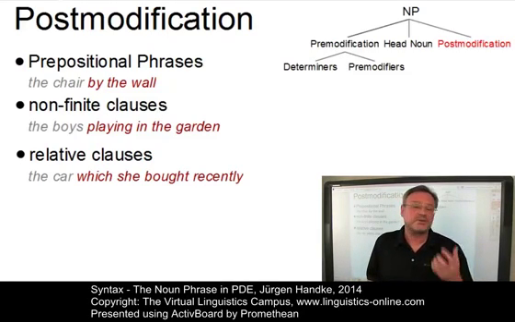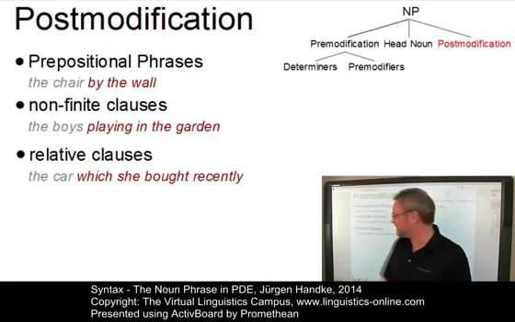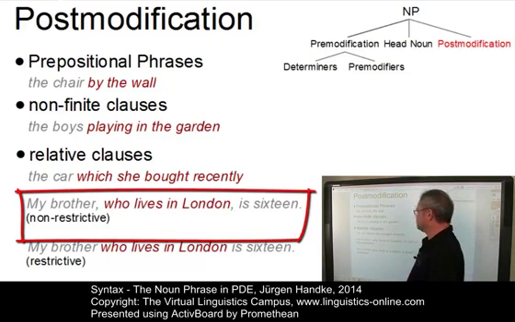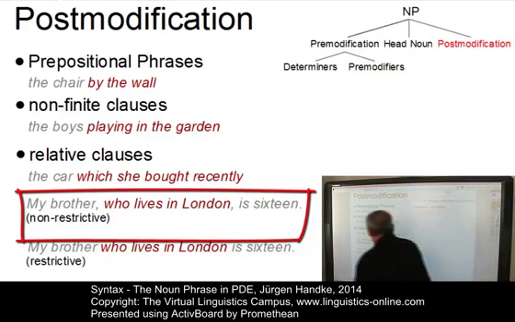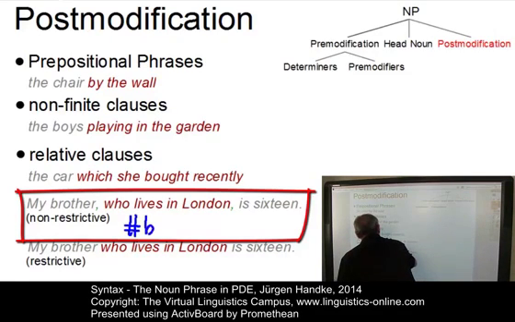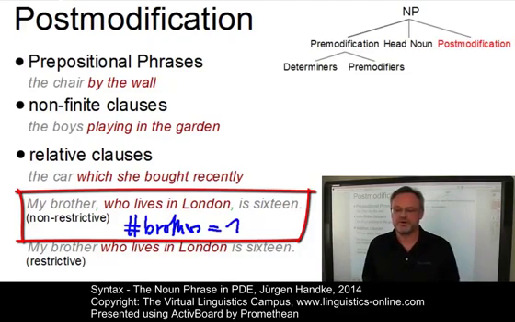Post-modification, as you may have heard, can be restrictive or non-restrictive. If the head of a noun phrase can only be identified through the modification that has been supplied, it is referred to as restrictive. If the additional information is not essential, it is called non-restrictive. Here are two examples. My brother, who lives in London, is 16. How many brothers do I have? Well, in this case, the number of brothers is relatively simple. Number of brothers is 1. And we have a non-restrictive relative clause.